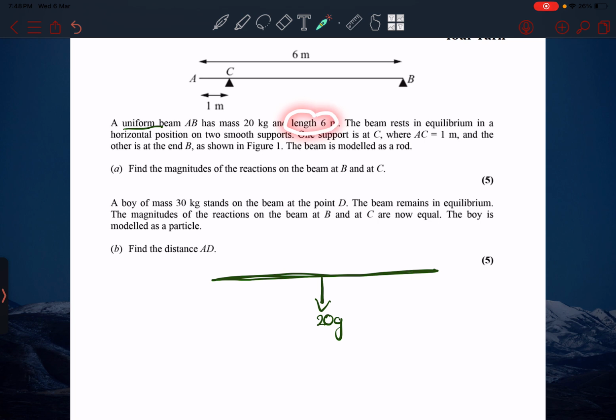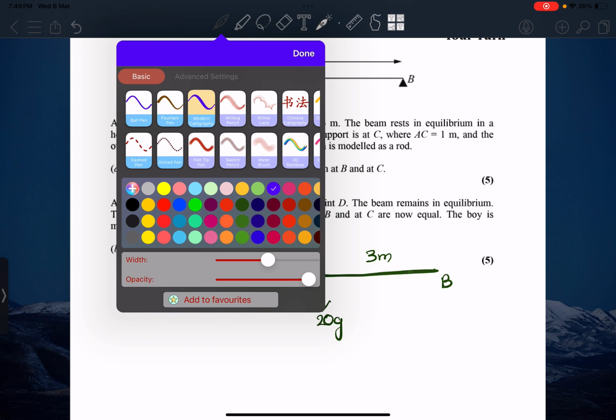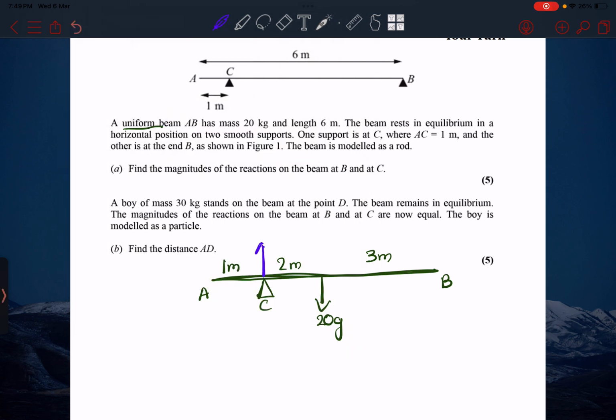The length is 6, so that means I'm going to put 3 meters on my left and 3 meters on my right. This is A, this is B, and I can see there is a support at C. So let me just draw C here. C is 1 meter away from A, so this is 1 meter, so this would be 2 meters. Because there is a support, that means there is a reaction force that is going up.